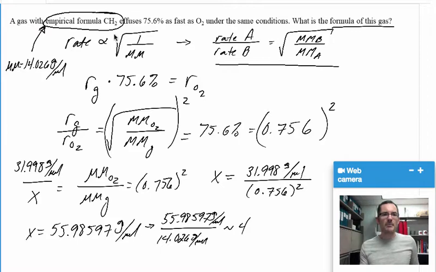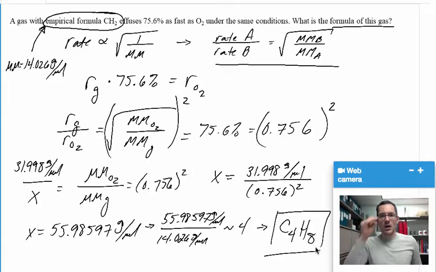So I'm going to take my empirical formula and multiply those subscripts by 4. So C1H2 now becomes C4H8. So the key to this is not only recalling what the Graham's proportion is, but also figuring out how do I best use that 75.6%. It's the relationship between the rate of our gas versus how fast O2, or the rate of O2, is going.